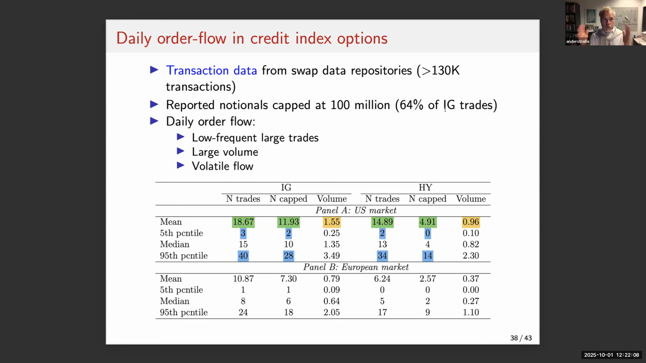So then from the transaction data, we construct daily order flow in terms of the number of trades, the number of cap trades, and the trading volume. And what we find is that this is a market which is characterized by relatively not that many trades per day, but each trade is very large. Most of the trades are capped. And so the total trading volume is actually fairly large. It's also very volatile. We have days where there's almost no trading, and then we have days with a lot of trading.